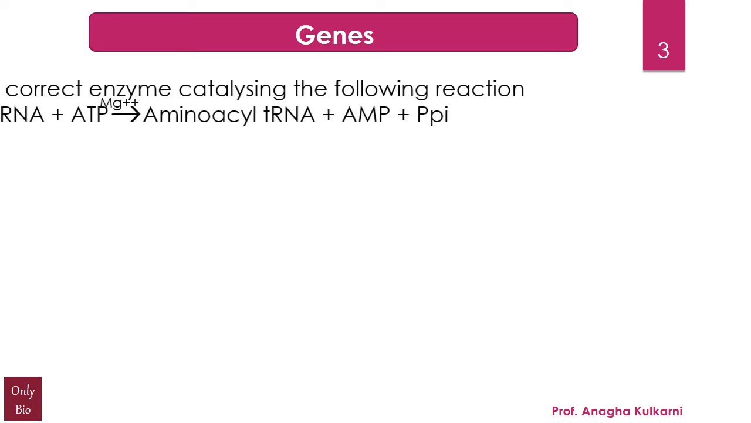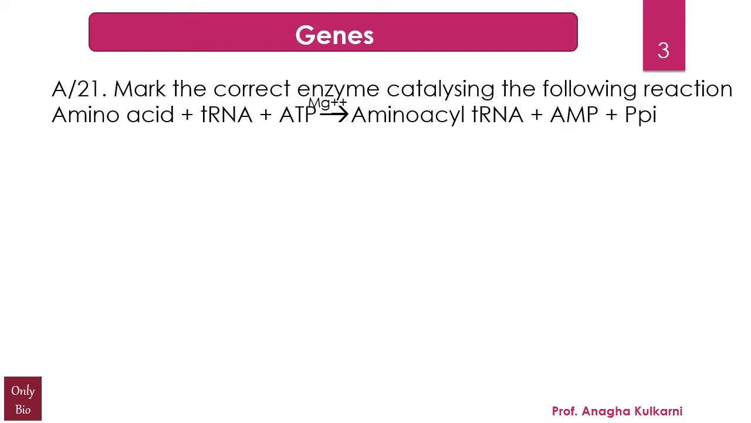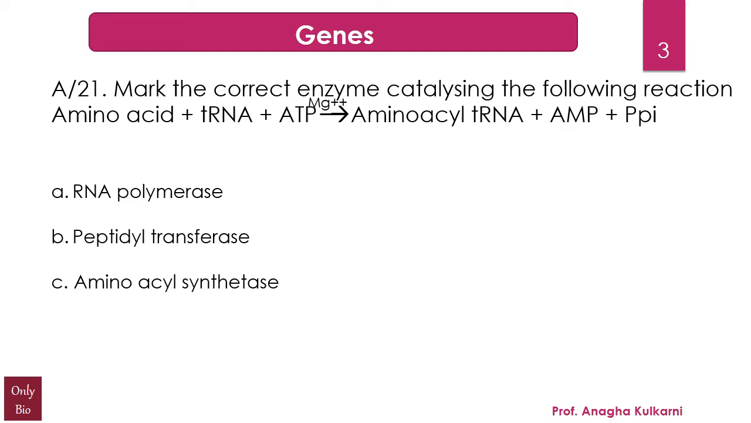The question is, mark the correct enzyme catalyzing the following reaction. The reaction given is amino acid plus tRNA plus ATP in presence of magnesium gives you amino acyl tRNA plus AMP plus PPi. And the options are A. RNA polymerase, B. Peptidyl transferase, C. Amino acyl synthetase, and D. Translocase. And the correct answer for this question is C, that is amino acyl synthetase.